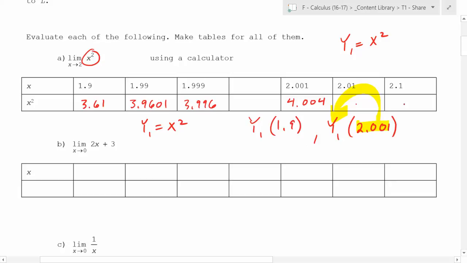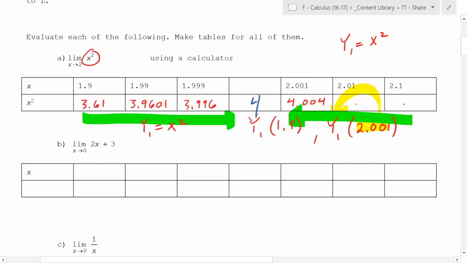So here's the thing. You can fill all these in, and then you can visually look at what's going on. What does it look like it's going towards? It looks like it's going towards 4. We know it goes to 4 because you can plug in 2. The thing is, showing it visually is not the same thing as proving a limit.